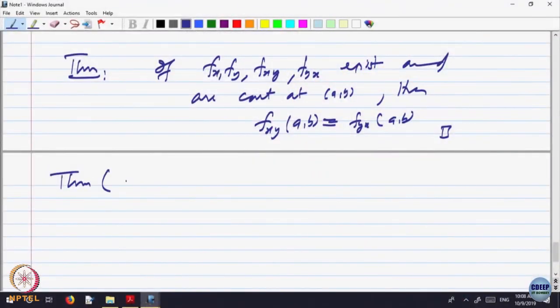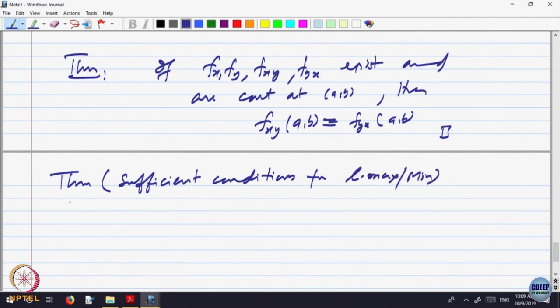So why am I introducing these partial derivatives? Because one can give a sufficient condition in terms of these derivatives to say that the critical point is a point of local maxima, local minima, or a saddle point. So let us write that theorem: sufficient conditions for local maximum, local minimum.